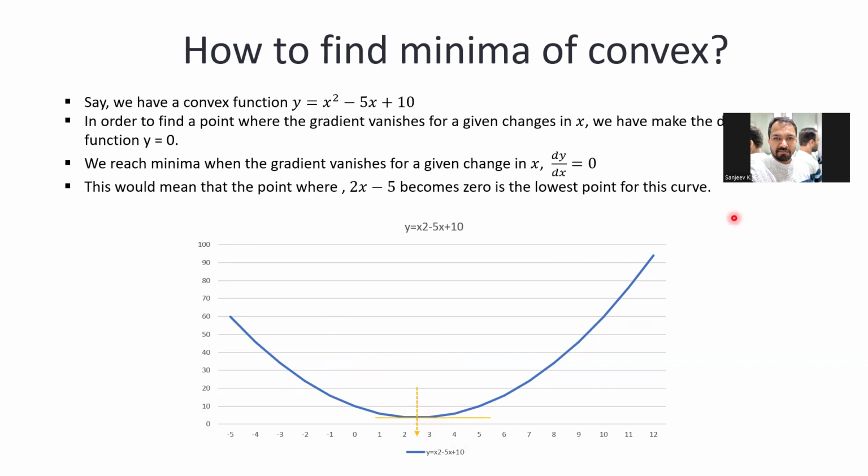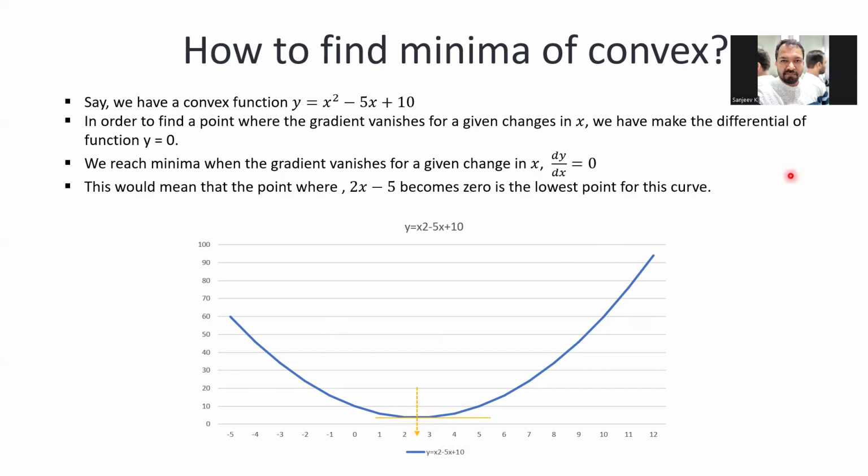And what we are trying to do here is find a point where this minimum occurs. In order to do so, what we have to find out is, for a given change of x, the change in loss function should be zero. That is what we are trying to find out. If I make any changes to my x, say in the case of a mountain, I'm trying to move in one direction, but the altitude is not changing. So it means that I have reached a point where the gradient has vanished.